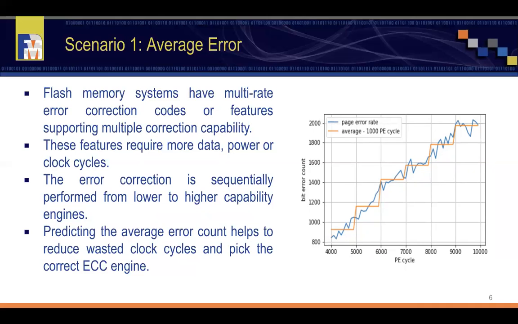So predicting the average error count would be helpful information in picking the correct ECC engine and thus reducing the wasted clock cycles for running the lower engines. The graph plots the error count curve for a page in blue, and the orange curve plots the error count averaged over 1000 P cycles. And we are interested in understanding and learning these orange curves.